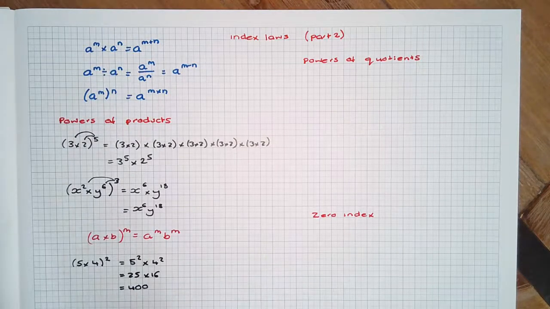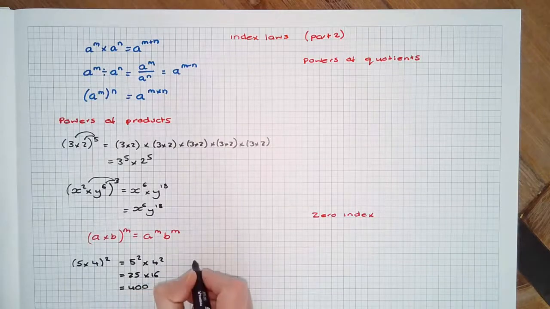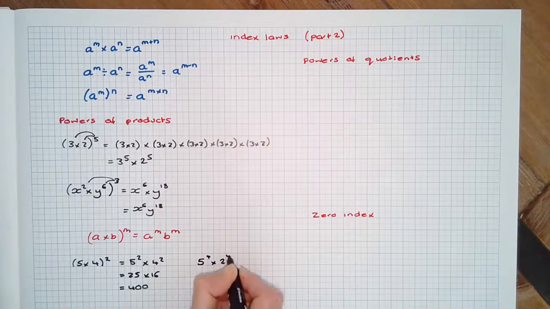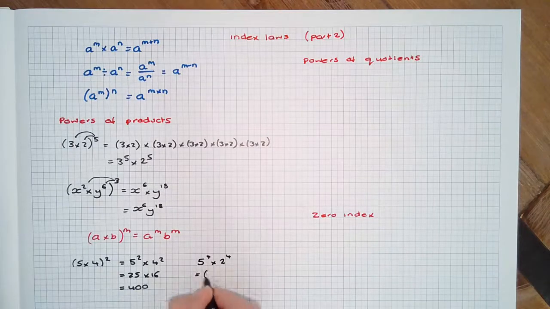Possibly not. We can also use this law in reverse. Suppose we had 5 to the power of 4 times 2 to the power of 4. We can then use this in reverse and find, using order of operations doing the brackets first here, 10 to the power of 4, which is 10,000.